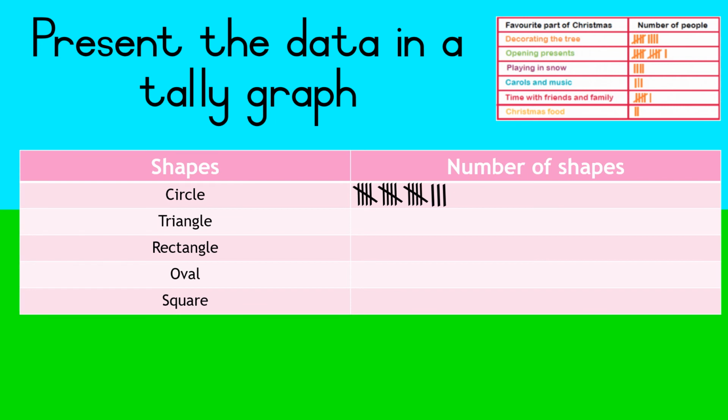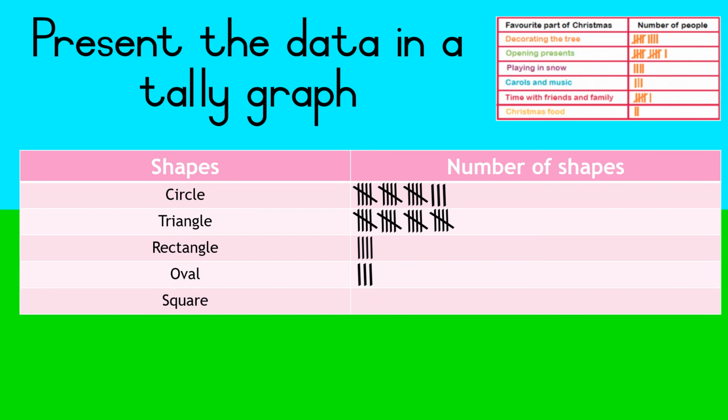And with our triangles, we had 20. So again, we can count in 5s. So 5, 10, 15, and 20. With our rectangles, we only had 4 rectangles. So we are going to draw 4 lines. With our oval, we only had 3 ovals. So we are going to draw 3 lines.